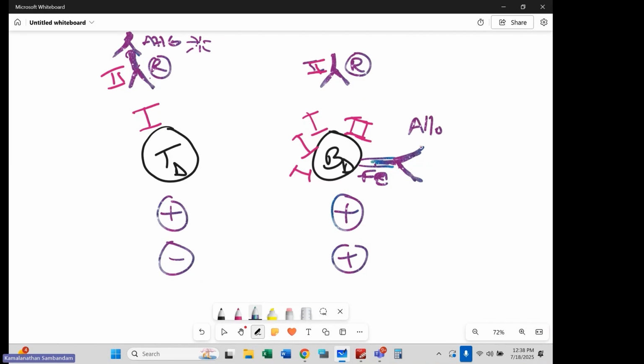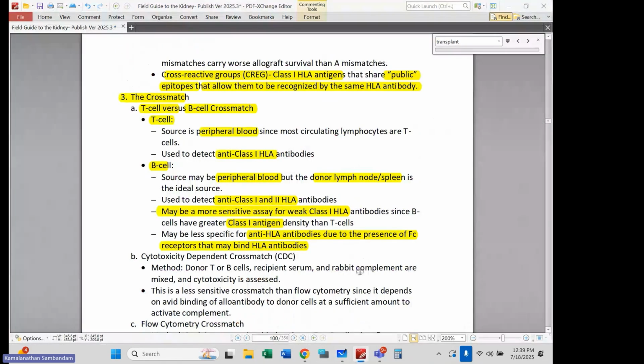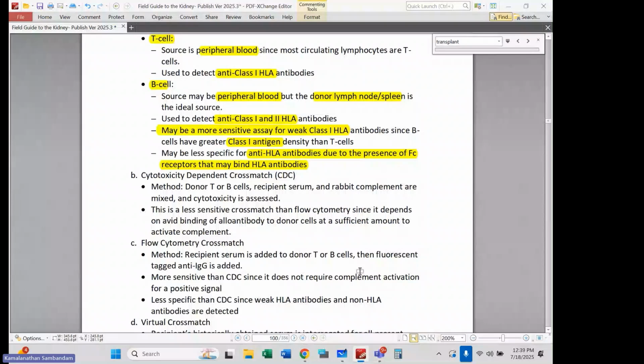Sometimes this immunoglobulin, this alloantibody, let's use that term. Allo refers to antibodies to HLA molecules that are non-self. The alloantibody is actually stuck to the B cell through the interaction with the Fc receptor. So this is one way in which B cells can result in a sort of false positive.